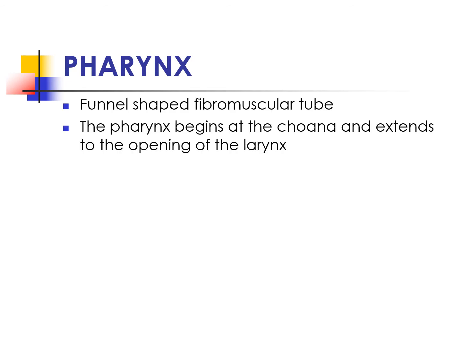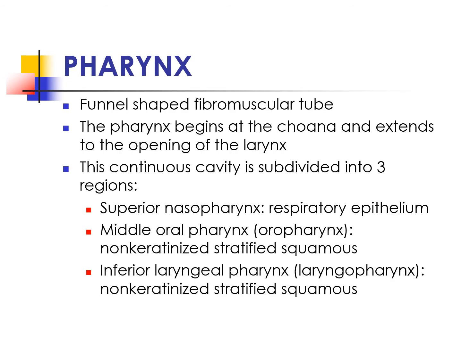So next we have the pharynx. Yung pharynx is a funnel-shaped fibromuscular tube. So it contains 3 regions. We have the superior nasopharynx, middle oral pharynx or oropharynx, and inferior laryngeal pharynx or laryngopharynx.